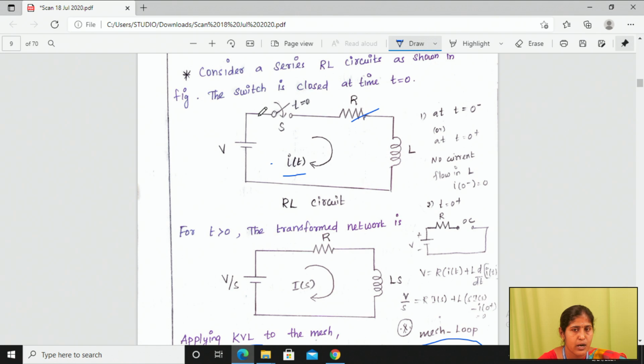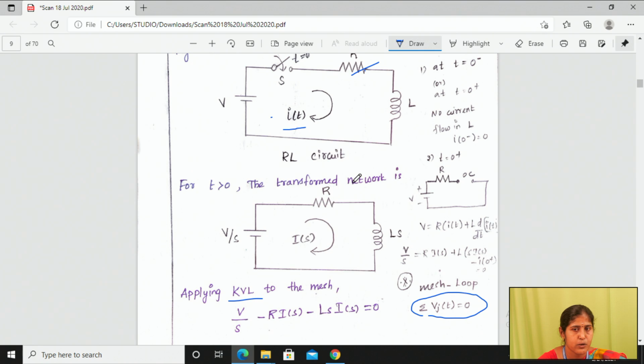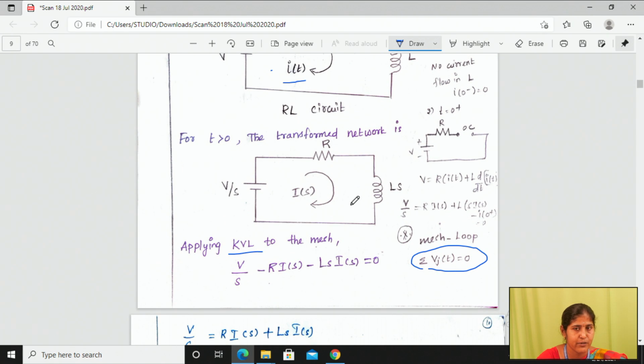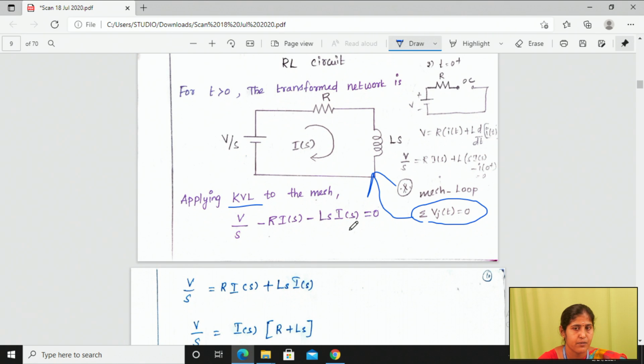Through this you have to apply the KVL to the closed path, and from this we can find the I of t. Now we are going to see how we can calculate the I of t for this particular network. So now you have to apply KVL. What is the KVL expression? That is summation Vj of t equals 0. You have to apply this concept in this diagram. So in this network you have to find out the I of s.